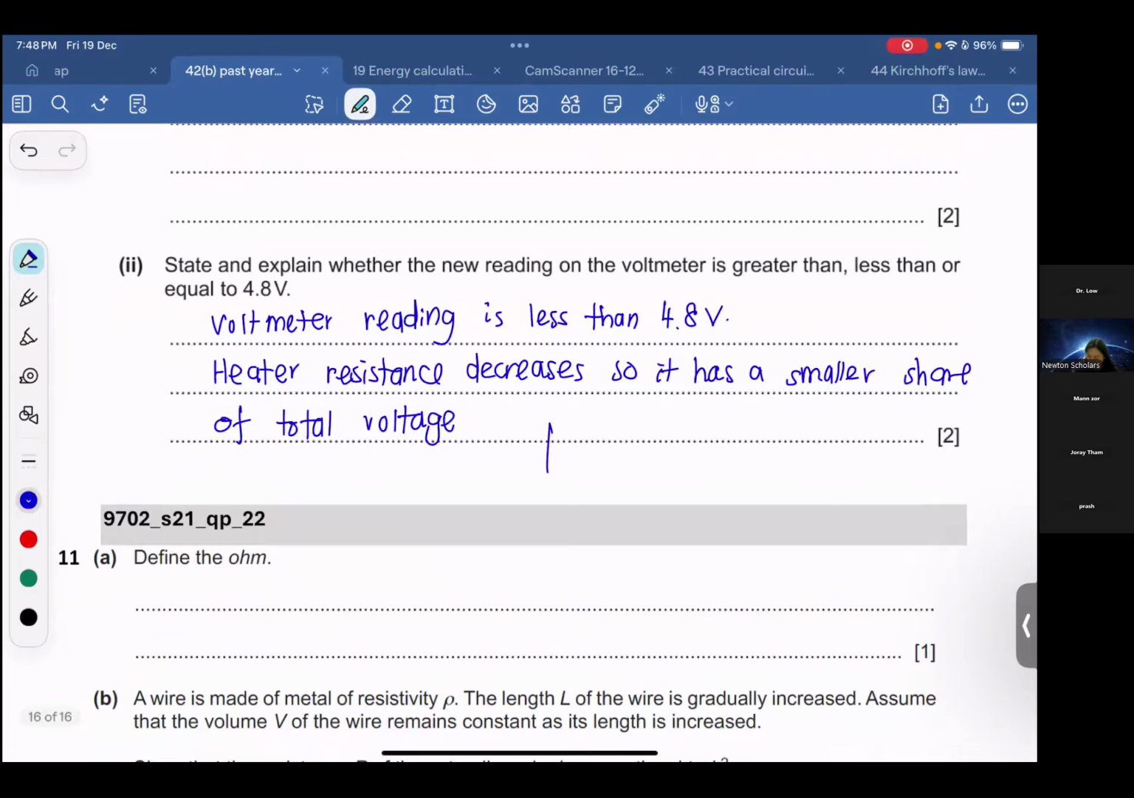Okay, I can draw something like this to show you some calculation. Let's say I've got two resistors, one is 4 ohm and another one is 2 ohm, with a total of 6 volt. So the current flowing through the circuit is 1 ampere. 1 ampere times 4 ohm, so it will receive 4 volt. Then the 2 ohm will receive 2 volt. So in total, we get back the total 6 volt.